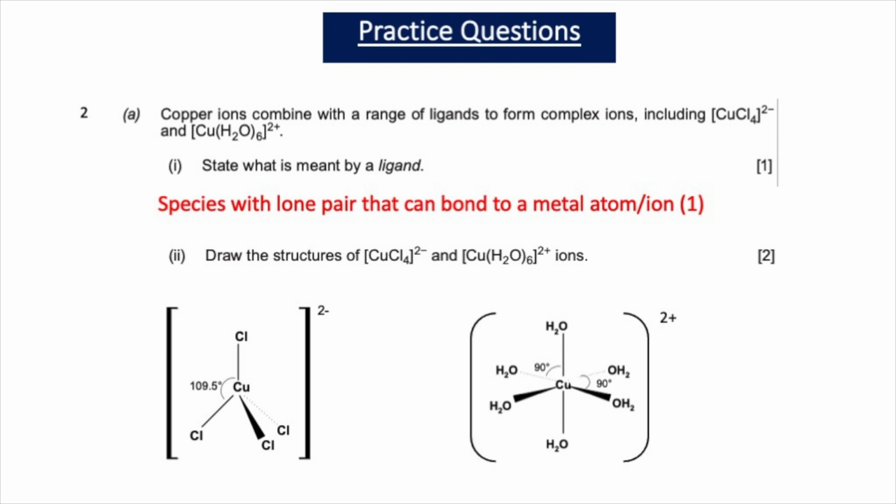So now let's go for the answers to question 2. So the first part of this question says, state what is meant by a ligand. So this is a 1-mark question, and a ligand is a species, it's a molecule or an ion with a lone pair of electrons that can bond to a metal atom or ion. And if you said that, there's 1 mark. And for part 2, you're asked to draw the structures of CuCl4 and Cu(H2O)6 2+. And you have to realise here that the CuCl4 has a tetrahedral shape, and the Cu(H2O)6 2+ ion has an octahedral shape. Now there's 1 mark here for each correctly drawn shape.